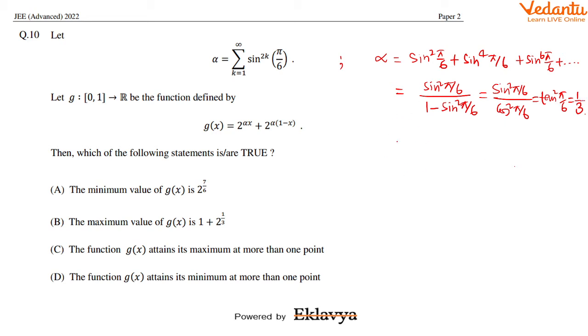Alright. Now writing the function g(x) would be 2 raised to the power x by 3 plus 2 raised to the power (1 minus x) by 3. Alright, students, you can go with AM-GM to get the minimum value, but taking differentiation is also giving a solution in a proper manner. So differentiating it, you will get 1 by 3 as the coefficient of x is 1 by 3, and then 2 raised to the power x by 3 minus 2 raised to the power (1 minus x) whole divided by 3, times ln 2.